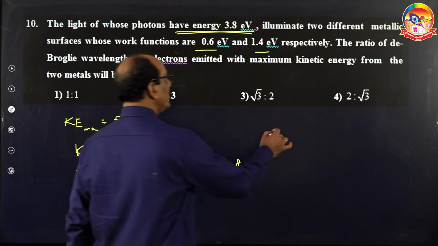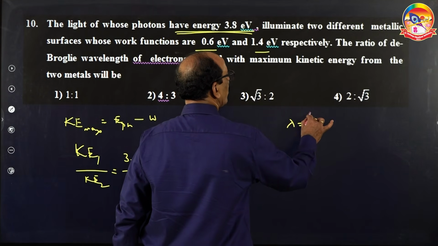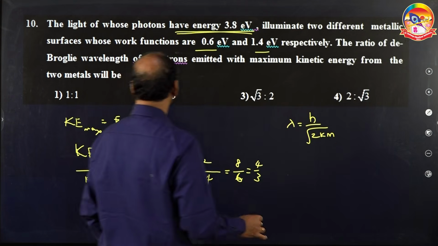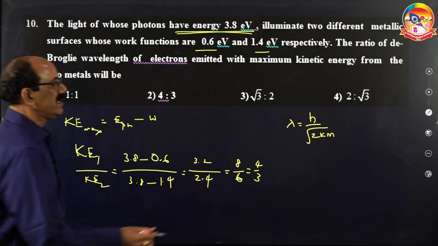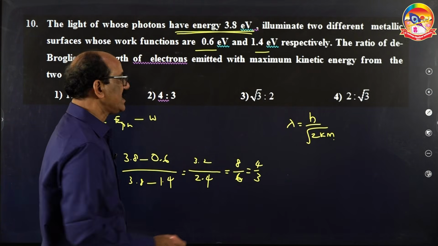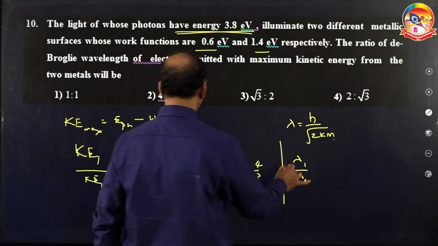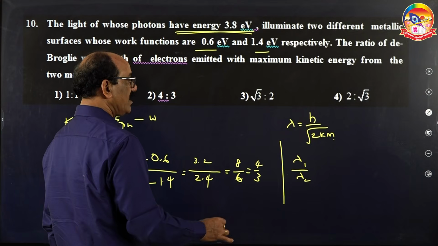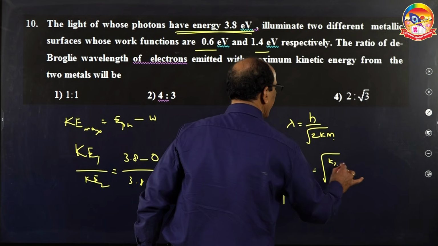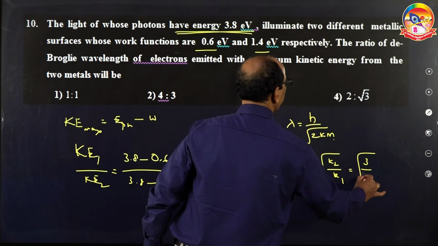But already I told you that the de Broglie wavelength is given by lambda is equal to h by mv, or h by root 2 Km. We are talking about the electrons only in both cases. Therefore, the mass of the electron particle is the same in both cases. Therefore, lambda 1 by lambda 2, that is the de Broglie wavelengths, are in the inverse proportion of the square root of the maximum kinetic energies, root K2 by root K1, that happens to be root 3 by 2.